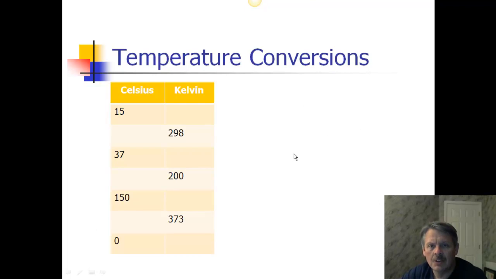All right, so let's do some temperature conversions. If we're trying to go from Celsius to Kelvin, remember that Kelvin can never be negative. So if I have a negative Celsius temperature, I have to have a positive Kelvin temperature. So to go from Celsius over here to Kelvin, I'm going to have to add 273. So if I add 273, I get 288. And hopefully I'm doing my math right. Now, if I'm going from Kelvin back to Celsius, instead of adding 273, I have to subtract 273. So this number would be 25 degrees Celsius.